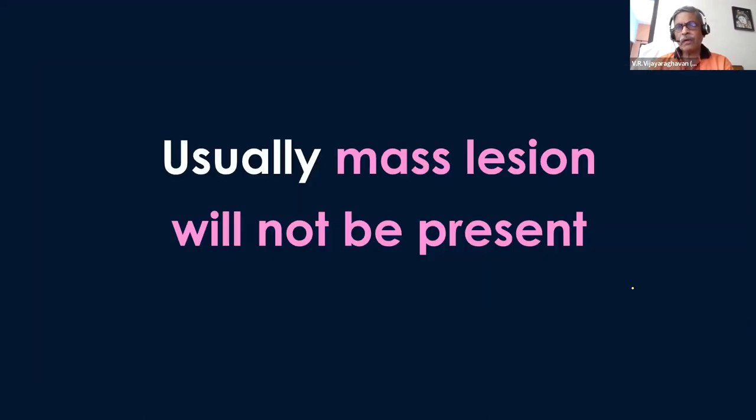Next is now. When you have these types of problems, usually we see inflammations like that. Usually mass lesion may not be there. When you have arcuate defects, central scotoma, these pictures, usually, I'm telling you only usually, mass lesion may not be there.